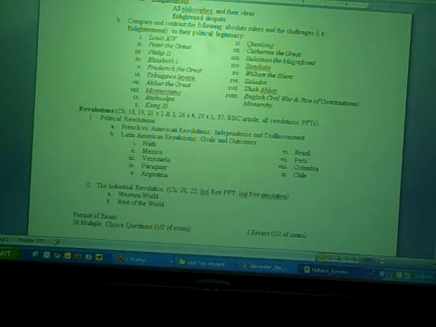Amanda? Are the Enlightenment thinkers on both sides? So you have to know them individually. You have to know the big ones that you did in the chart when you were taking notes on the chapter, and know what their big idea was.